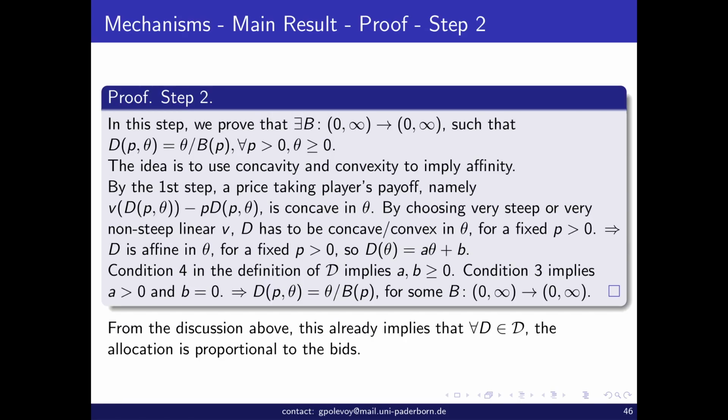Now, finally move to something non-technical. We need to show there exists a function beta such that D of p and theta is theta divided by B of the price. Well, B, of course, it's not beta. What happens to me? I apologize for calling capital B beta. Since there has been no beta here, I hope you've not got confused.